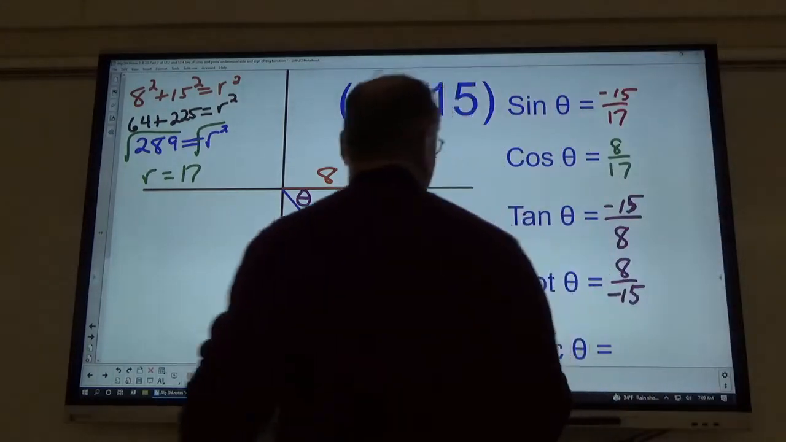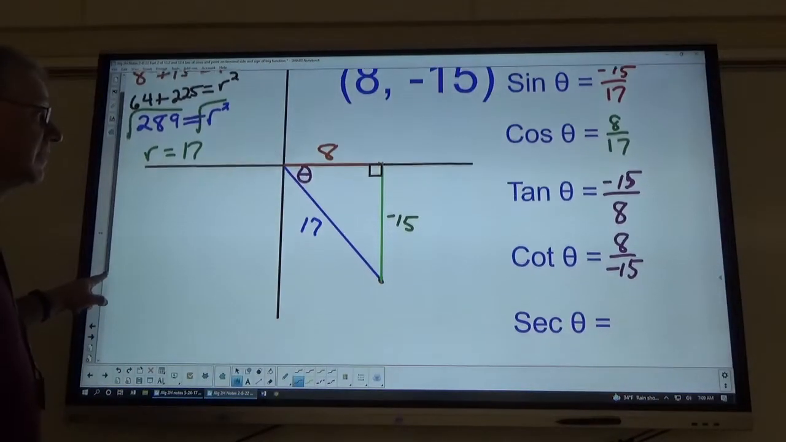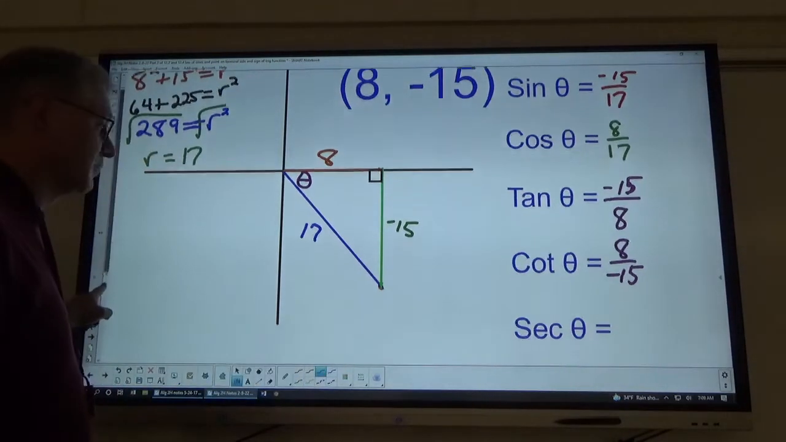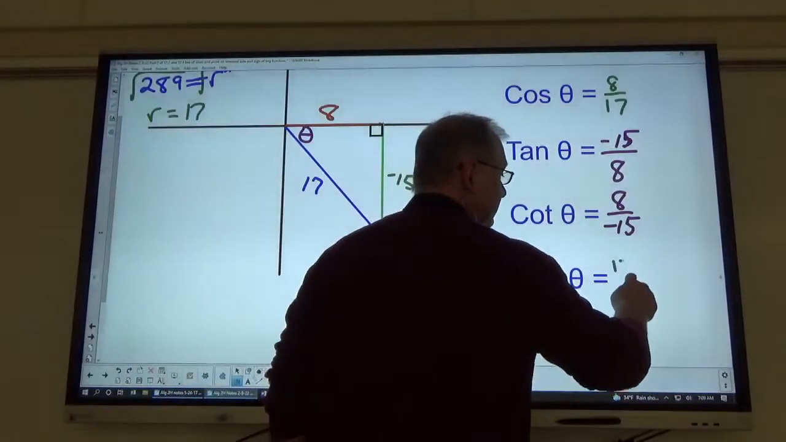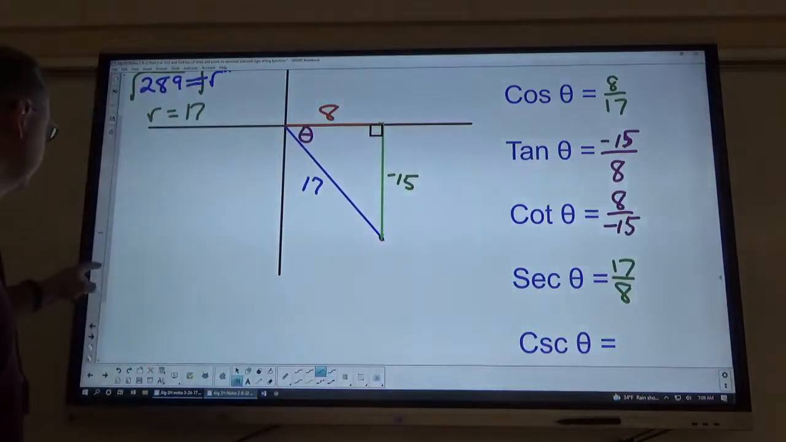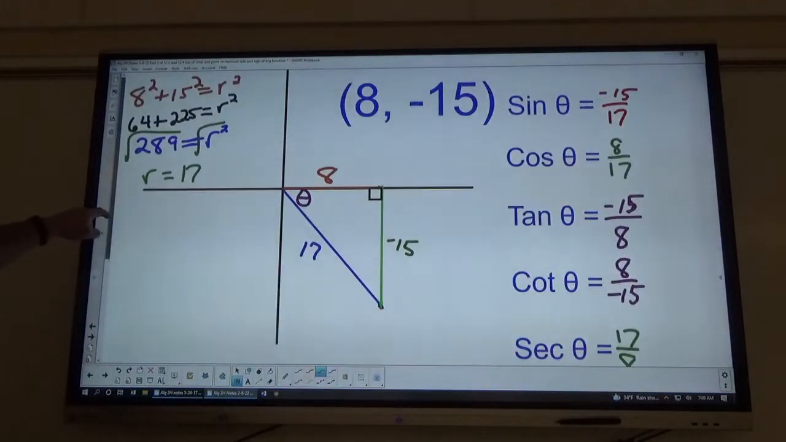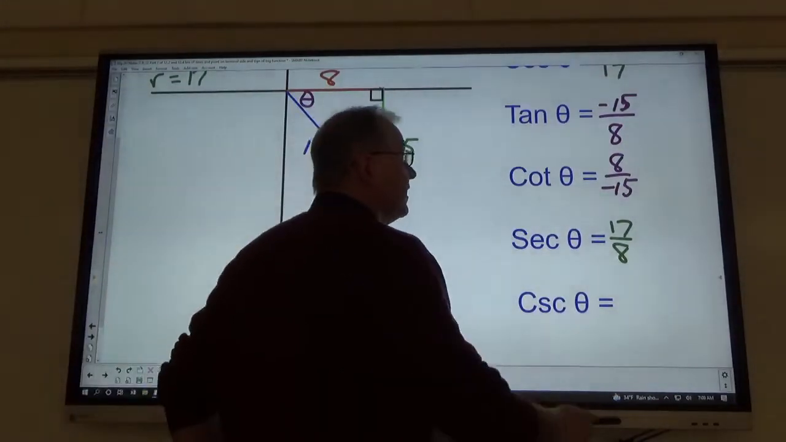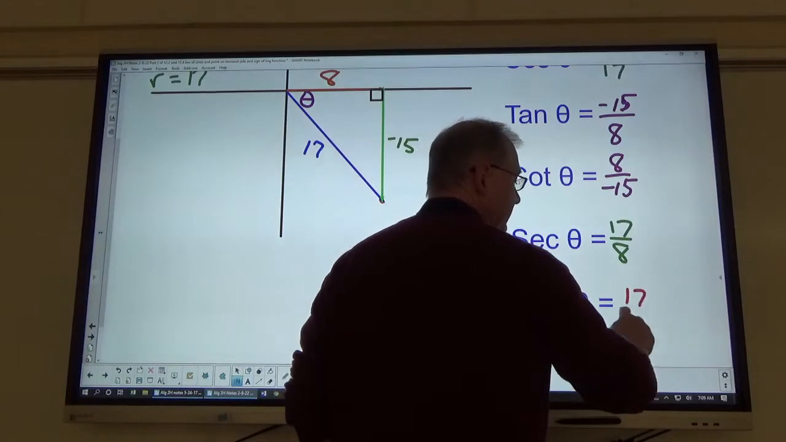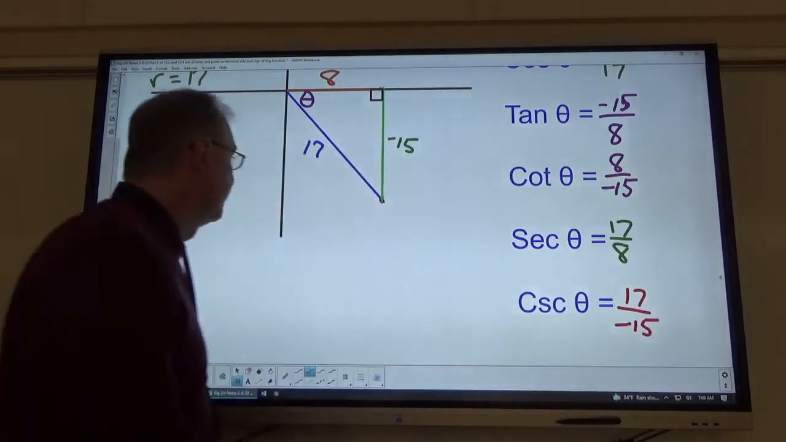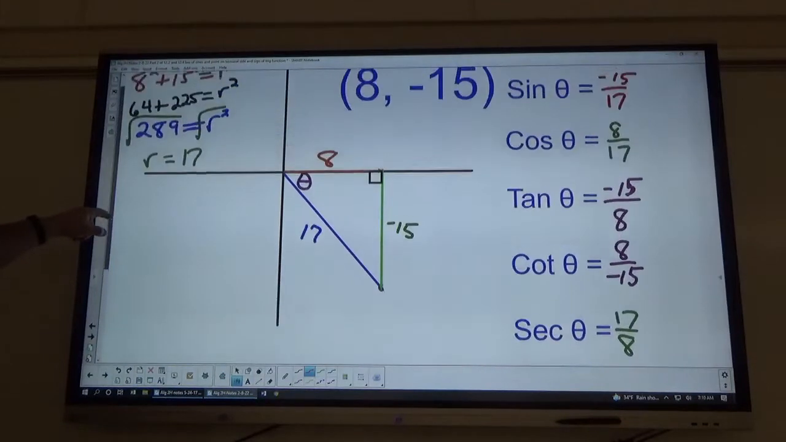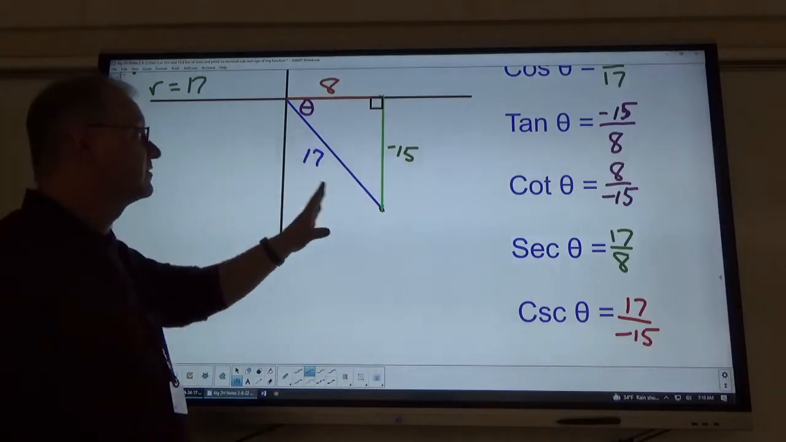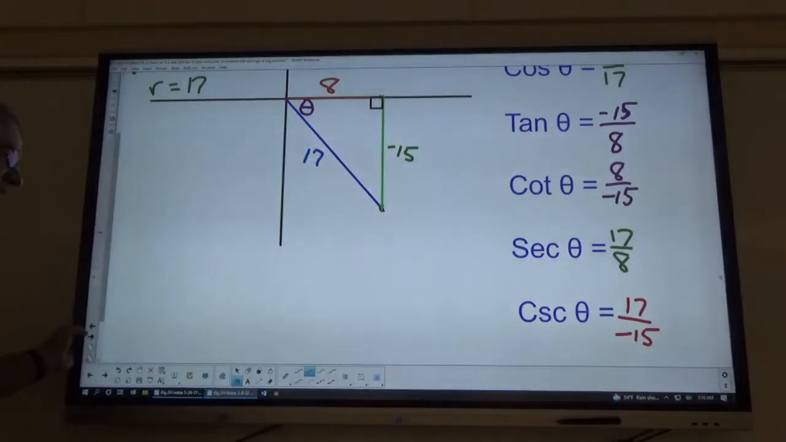We know that cosine and secant are reciprocals, so 17 over 8. And that sine and cosecant are reciprocals. Sine's negative 15 over 17, so therefore cosecant is 17 over negative 15. And there are your 6 trig functions, all done for any particular point that we could find. Well, that's wonderful.